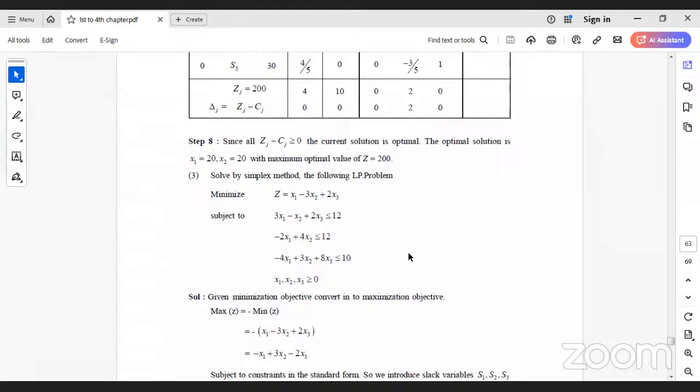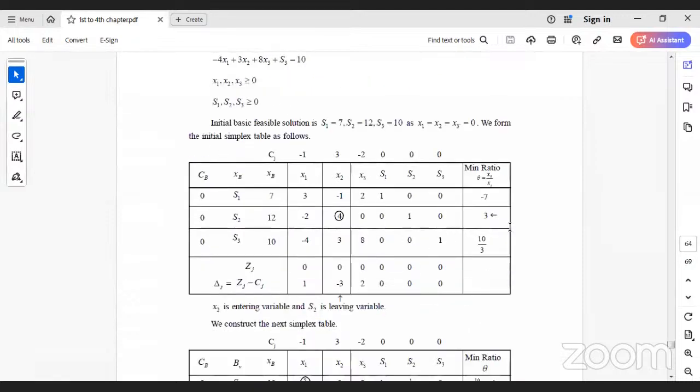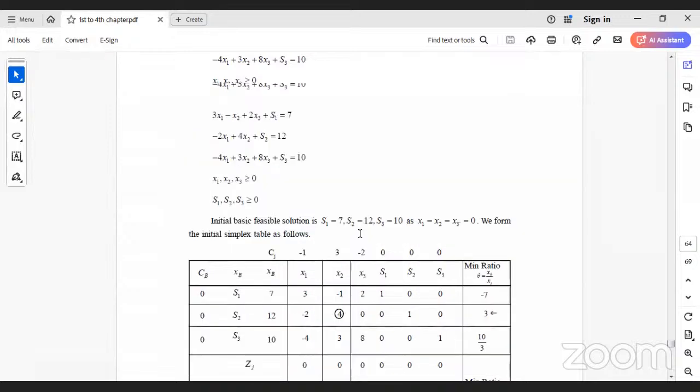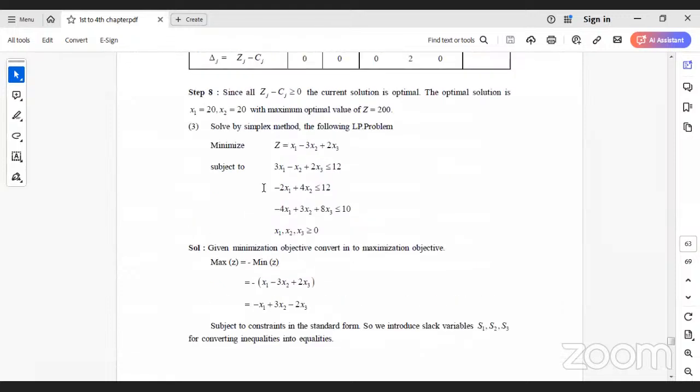ఫస్ట్ స్టెప్ లోనే మనకి అన్ని డెల్టా జె గ్రేటర్ దెన్ ఆర్ ఈక్వల్ టు 0 వస్తుంది. చూడు ఇక్కడ, ఈ ప్రాబ్లంలో ఇప్పుడు నీకు ఏమొచ్చింది? ఇక్కడ జెడ్జే మైనస్ సిజే 4 ఎందుకు తీసుకున్నావు? పైవోట్ ఎలిమెంట్ గా. అది ఇప్పుడు ఇక్కడ 3 కాకుండా -3 ఉంది. సపోజ్ 3 కాకుండా క్వశ్చన్ లో -3x2 ఇచ్చాడు కదా. క్వశ్చన్ లో x1 మైనస్ 3x2 ప్లస్ 2x3 ఇచ్చాడు, ప్లస్ 3x2 అంటున్నా.